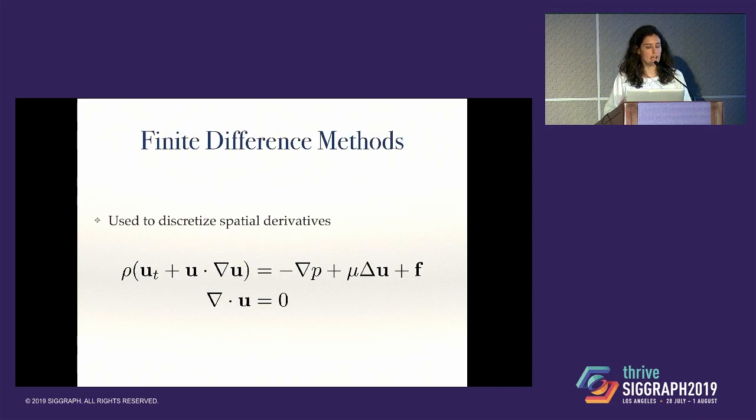The equations that we see have a lot of spatial derivatives in them. So what do I mean by spatial derivatives? Well, we have time derivatives in these equations, like here's this time derivative, u sub t. But these terms are all spatial derivatives, so they're derivatives with respect to x, y, and z. And to discretize our spatial derivatives, we're going to look at finite difference methods.